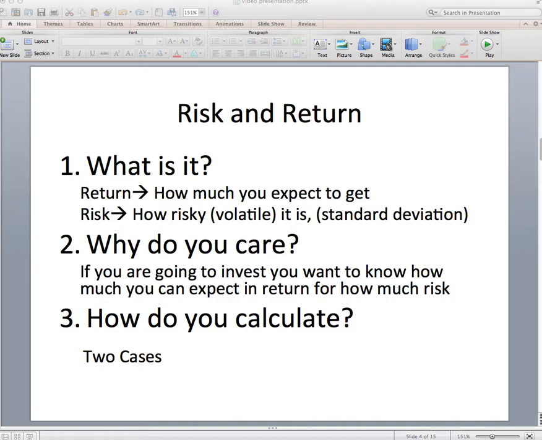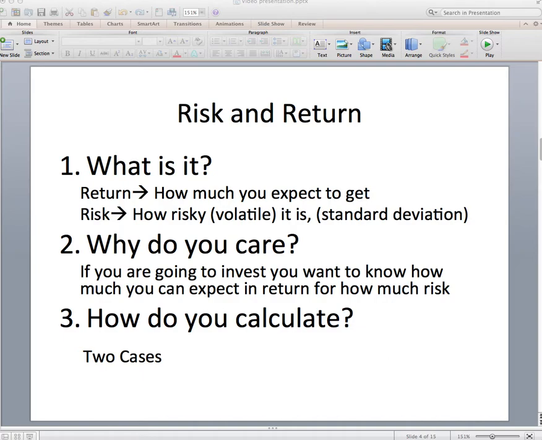Welcome to an overview and examples of how to calculate risk and return. First, what is it? Well, return is how much you'd expect to get for something, and risk measures how volatile, how risky it is. We use the measure standard deviation to calculate risk. And why do we care about risk and return?